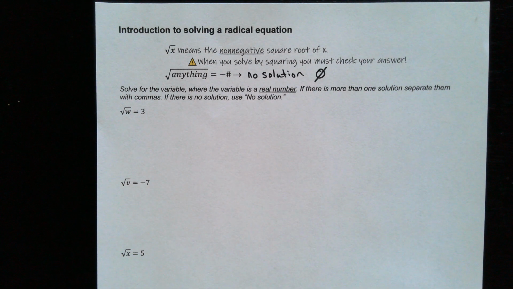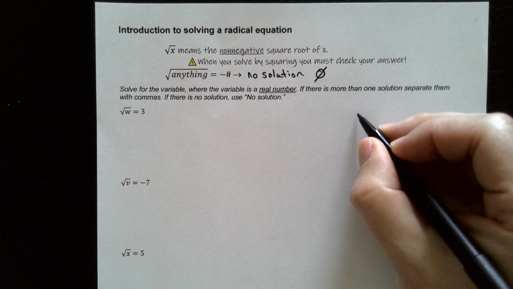Okay, so let's begin. So when we've got this first problem, it's got the square root of w is equal to 3. Okay, so what we can do to get rid of a square root at any time when you have it in an equation is you can square both sides. Okay, and a little aside as to why that works.